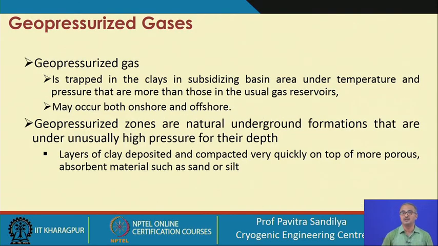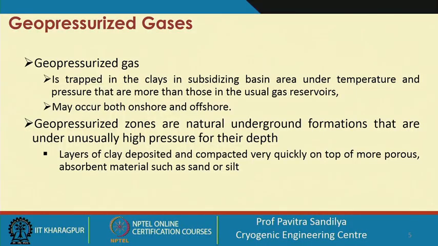And the last one among these non-conventional sources of gas is the geopressurized gas. Now, geopressurized gas is also formed under sediment, but this type of sediment generally occurs in a basin, that is, in a sediment basin under the sea. This is a subsiding sediment basin, meaning these basins start sagging and, due to the pressure from the top, they start compressing. So this kind of basin is called a subsiding basin.